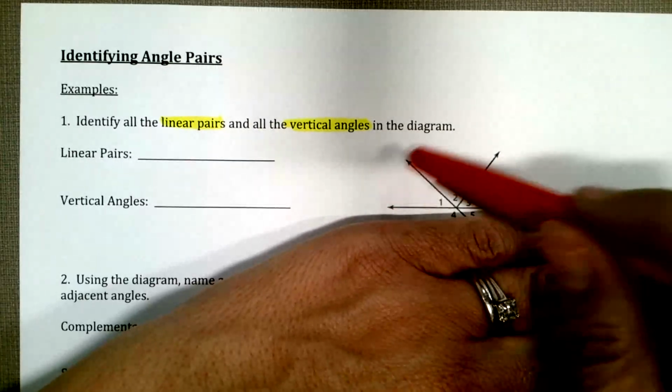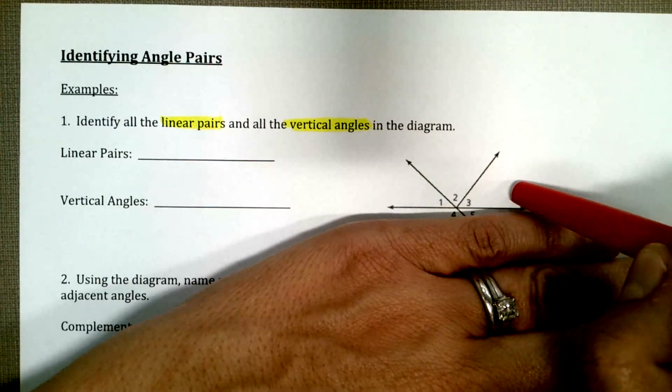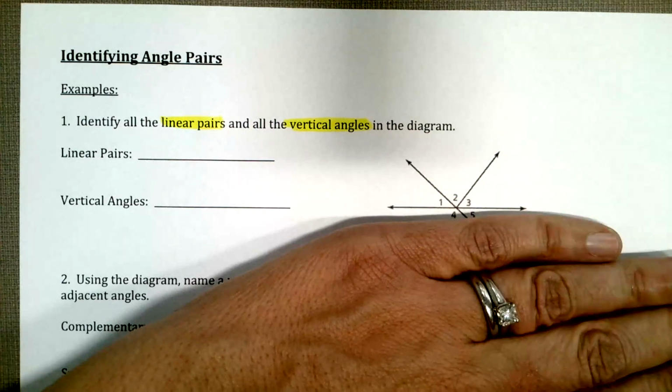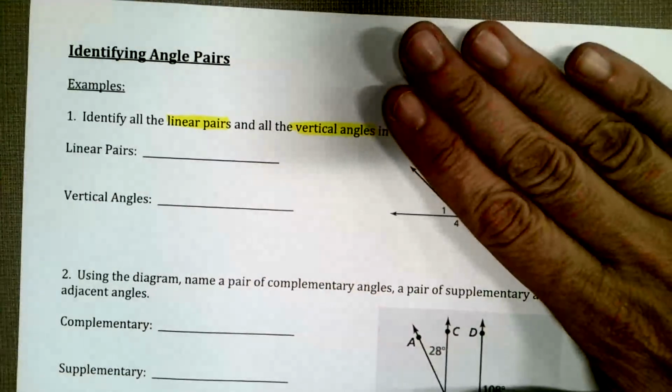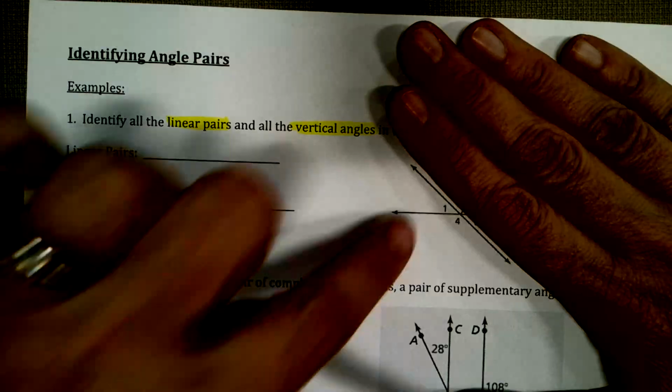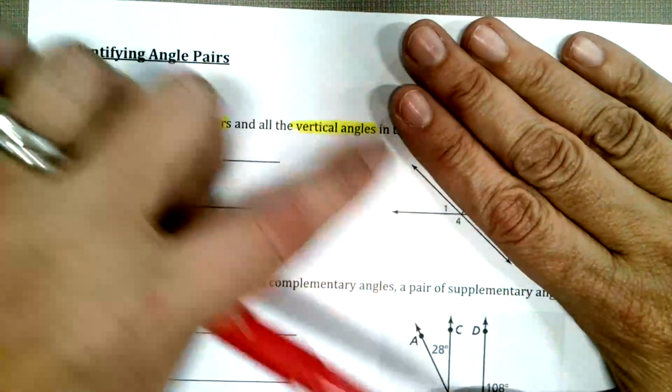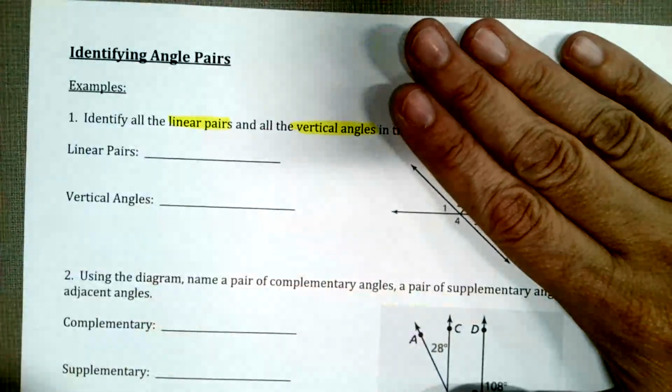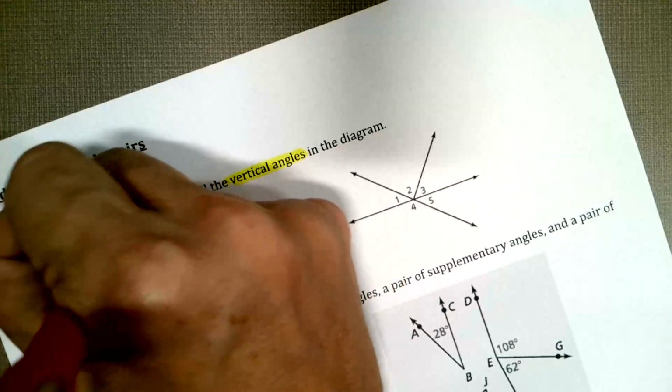This would not be a linear pair because there's 3 angles, and a pair by definition is only 2. So let's look at another line. There we go. We have 2 angles that are making up a straight line. So angle 1 and angle 4 would be a pair.